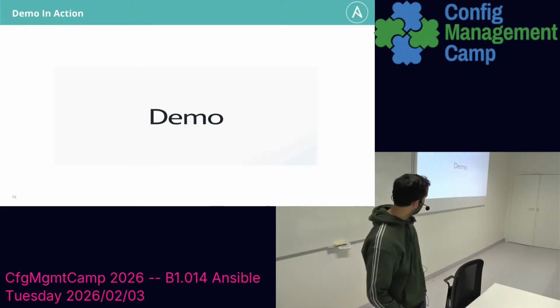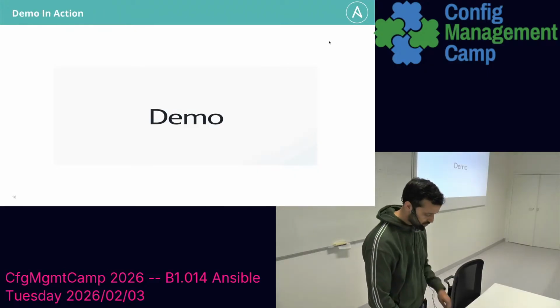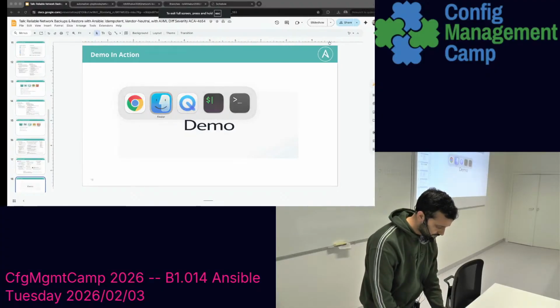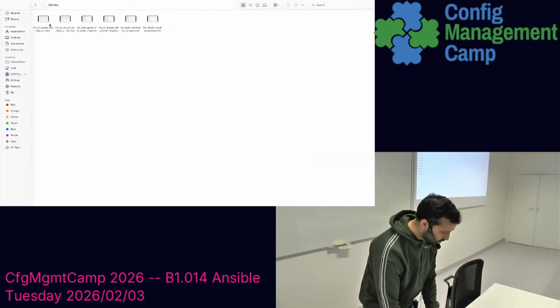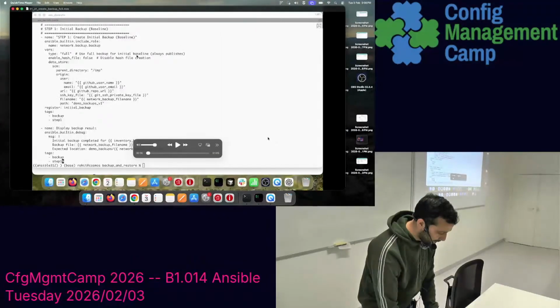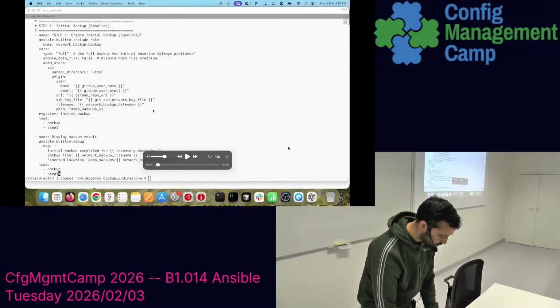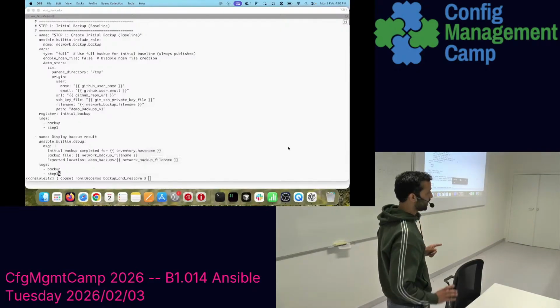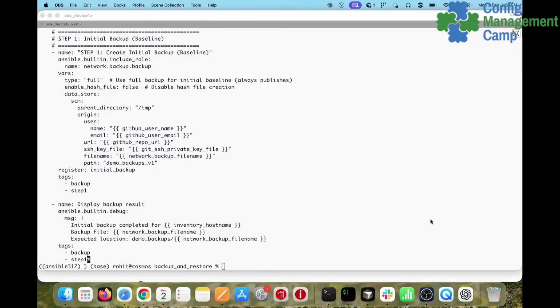Okay, I think I should simply start with the demo. We do have a bunch of those, so let me start it. This is the file, and what we'll try to do here is connect to a network device, fetch the running configuration, and then push the backup file to some GitHub repository.